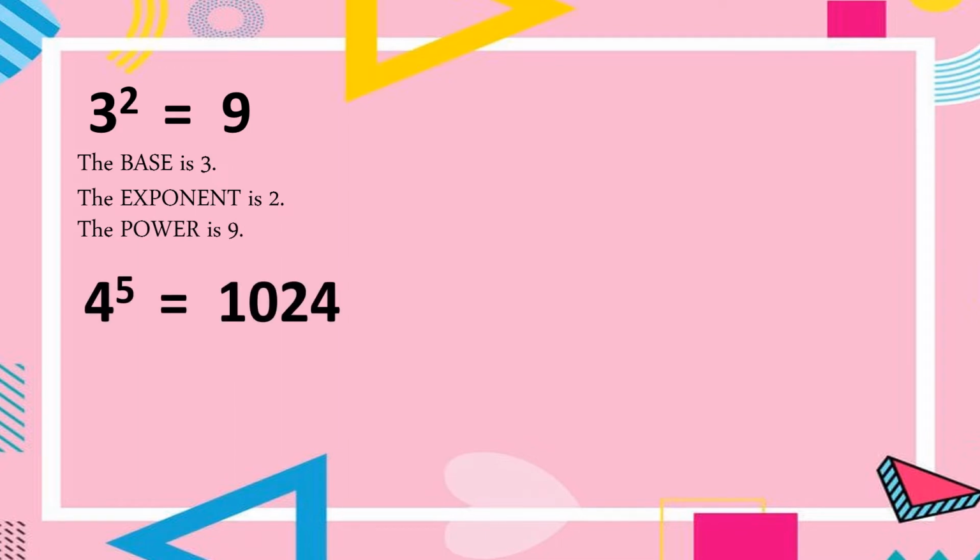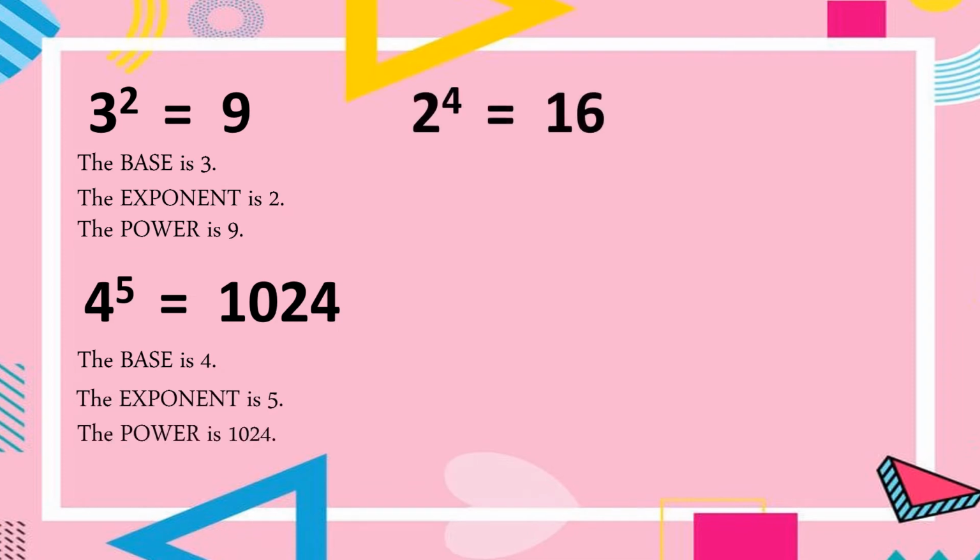Example, we have 3 to the second power, that is equal to 9, or 3 squared is equal to 9. The base is 3, the exponent is 2, the power is 9. Next is 4 to the fifth power is equal to 1024. The base is 4, the exponent is 5, the power is 1024. Next is 2 to the fourth power is equal to 16. The base is 2, the exponent is 4, the power is 16.